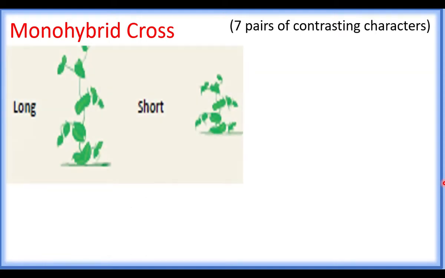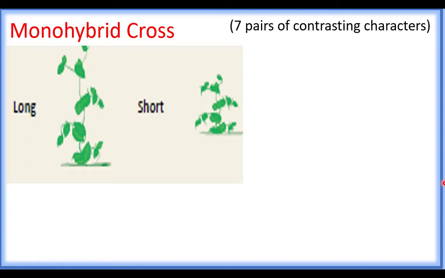Mendel conducted cross-pollination experiments. He worked on 7 pairs of contrasting characters. In the previous video, we learned the 7 pairs of contrasting characters. He didn't study all the 7 pairs at a time. In the beginning, he conducted experiments to understand the inheritance of a single character, that is, how one character is inherited from one generation to another generation.